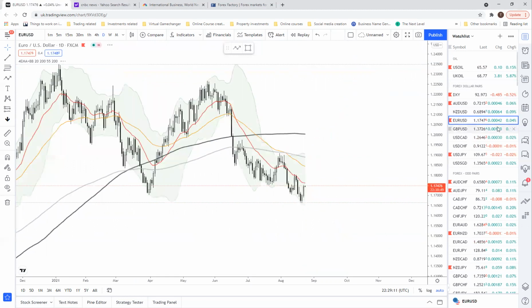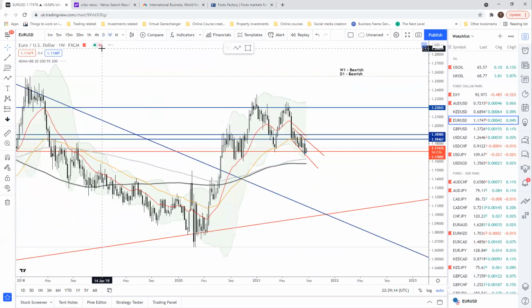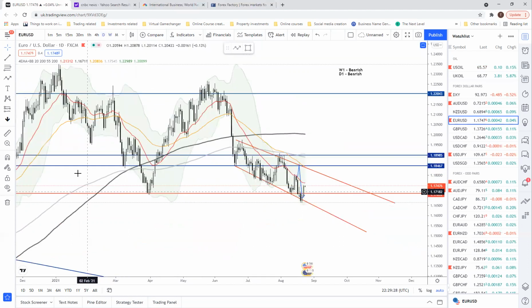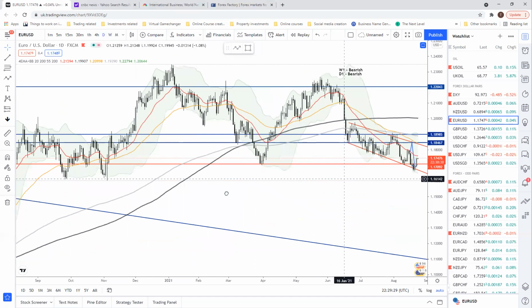Looking at euro dollar, you can see from the weekly chart a very nice resistance where it hit twice and then continued coming down, pretty bearish still from 1.22. Let's take a look at the daily chart. You can see that it has reached a key support level.